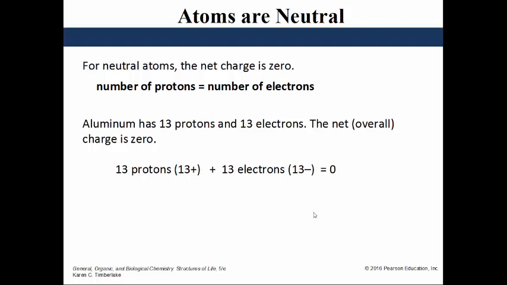So some atoms are neutral, and then some are going to be more reactive, and they want to lose or gain electrons. And when that happens, their charges will change. And we will talk about that in a future chapter. So the example that's given here, aluminum, its atomic number is 13. So that means it has 13 protons, which are positive, and 13 electrons, which are negative. So they cancel each other out. A net charge of 0.